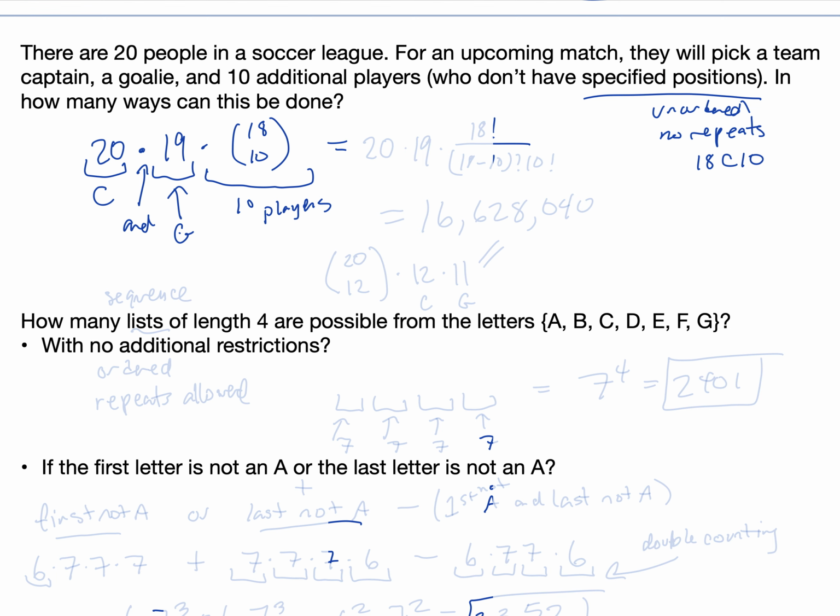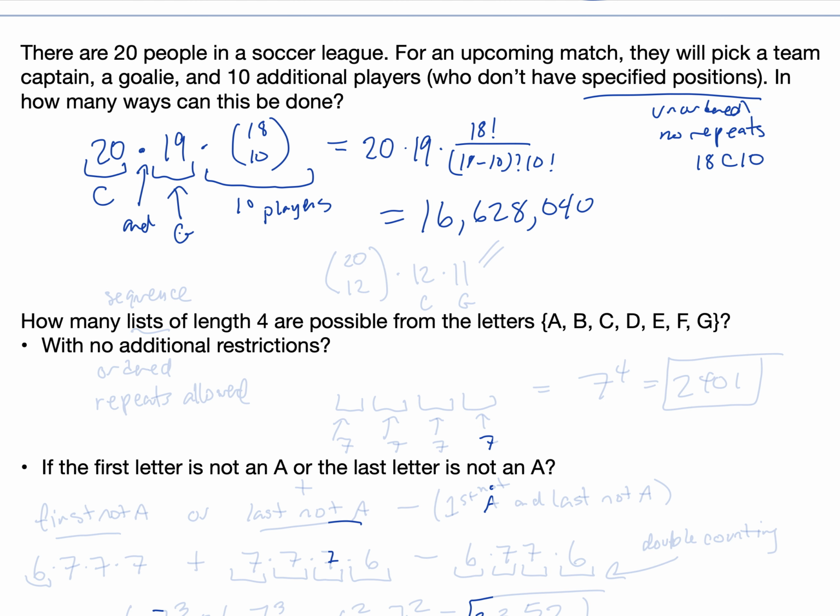If you calculate this out, and let's just write it also as 20 times 19 times the formula for 18 choose 10, which is 18 factorial over 18 minus 10 factorial times 10 factorial. If you calculate that out, you will get 16,628,040 possible ways for that to happen.